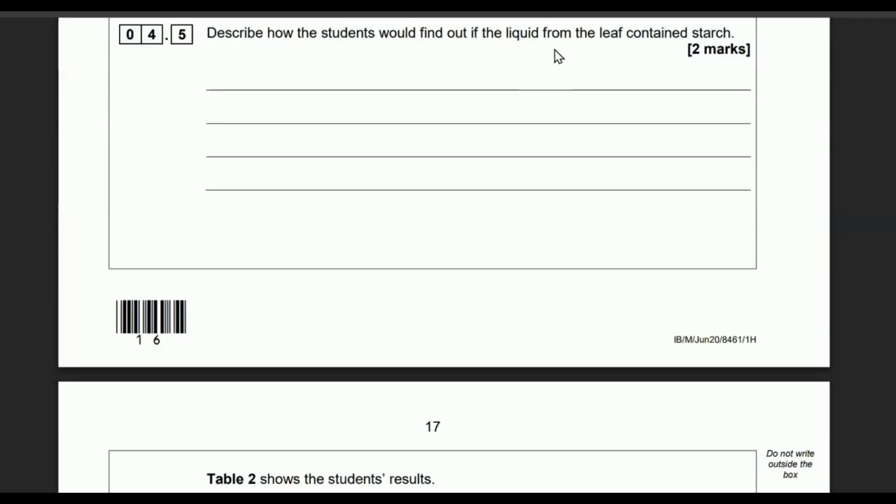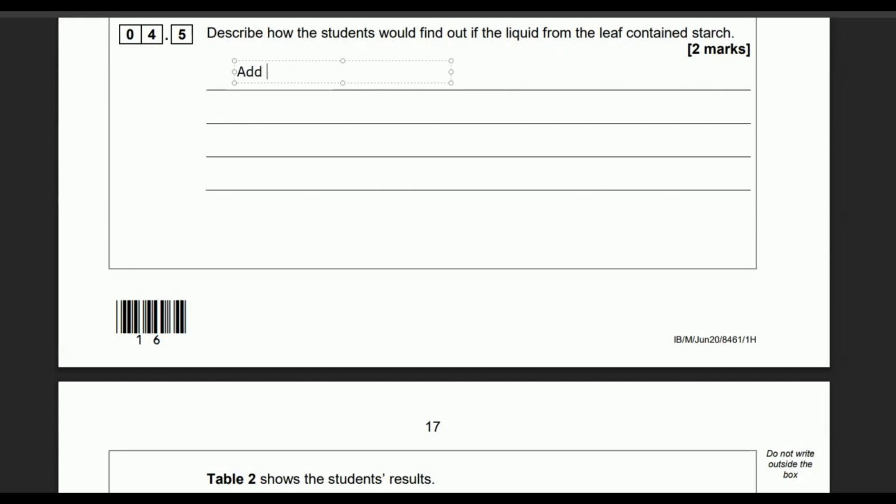Describe how the students would find out if the liquid from the leaf contains starch. So they're testing you on the old starch one. I mean, it's a little bit more complicated than this, but in AQA, you only need to simplify it. What is the chemical that we use to test for starch, and what is the color change? And that is all you need to say.